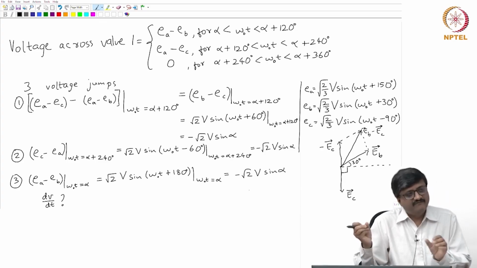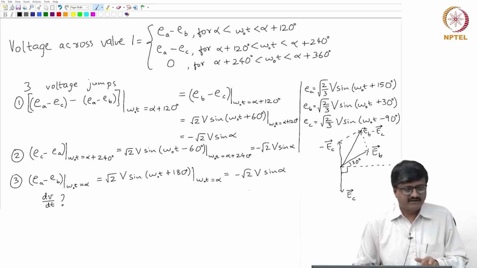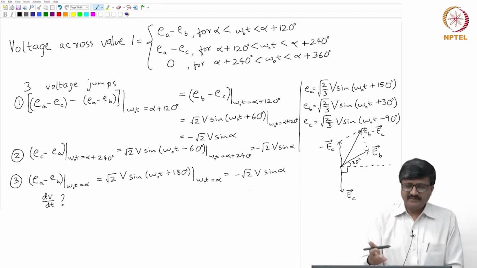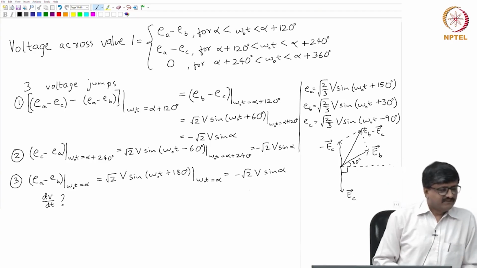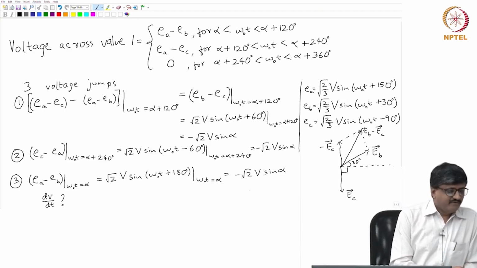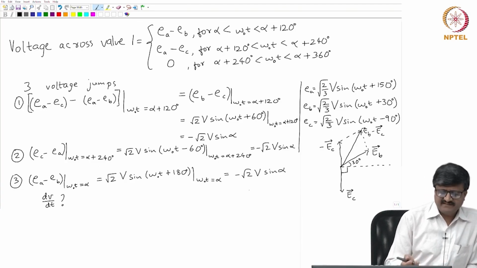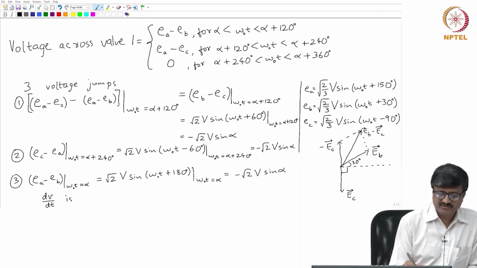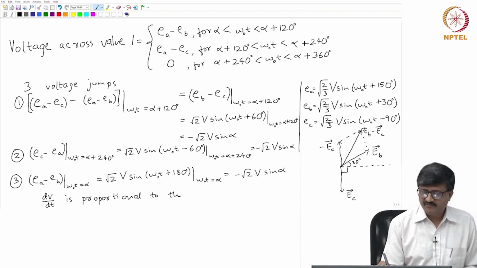So, in practice, we have to take the time taken to go from the on state to off state or off state to on state, and that comes in the denominator. What comes in the numerator is this voltage jump. So, that gives the value of dV by dt. Okay. That is how the magnitude of voltage jumps actually becomes important. So, one can say that dV by dt is proportional to the magnitude of voltage jumps.